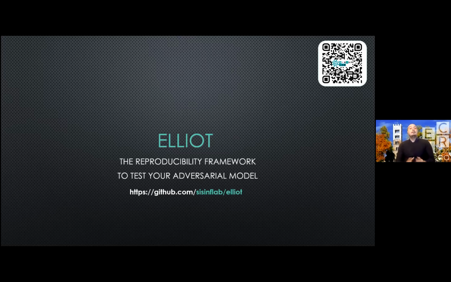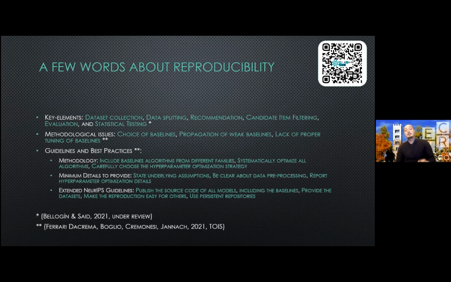From time to time, I will remind the attendees and the new attendees of the role of this QR code. But now what I want to show you is why reproducibility is so difficult. To do that, we'll take a couple of papers, one recently published in 2021 at TOIS by Ferrari Dacrema, Boglio, Cremonesi, and Jannach, and another one that is under review by Bellogín and Said.